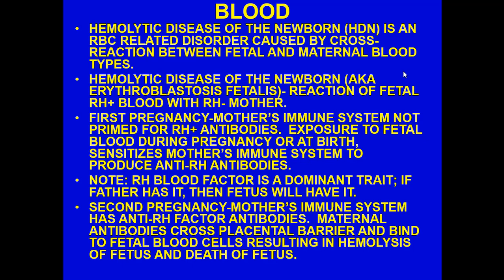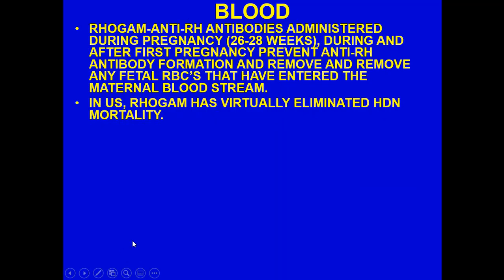So upon exposure to fetal blood during pregnancy and at birth, this will sensitize the mother's immune system to produce anti-Rh antibodies. As I said before, the Rh blood factor is a dominant trait. If the father has it, then the fetus will have it. The second pregnancy, now here's the situation. Mother's immune system has been primed. It has anti-Rh factor antibodies. The maternal antibodies will cross the placental barrier and bind to the fetal blood cells, resulting in hemolysis of the fetal blood cells and would eventually lead to the death of the fetus.